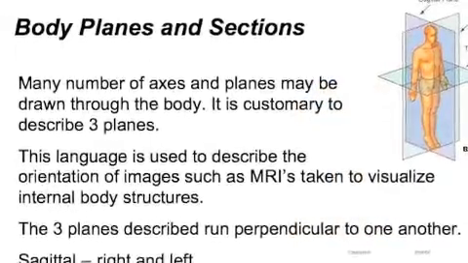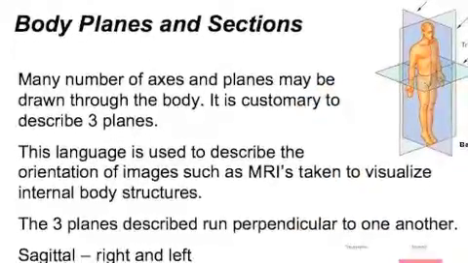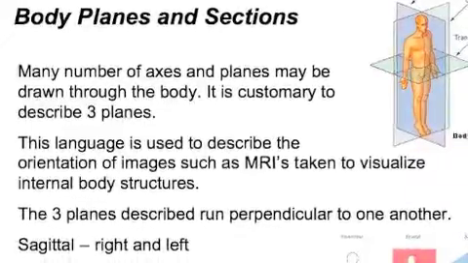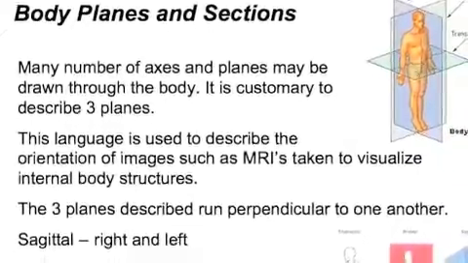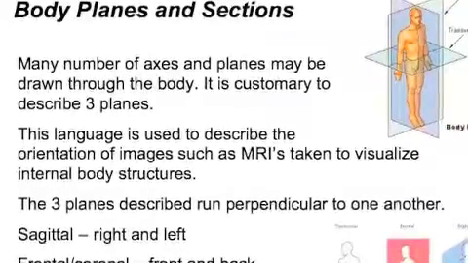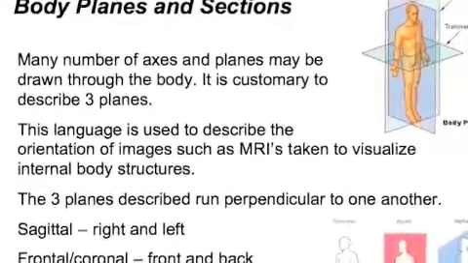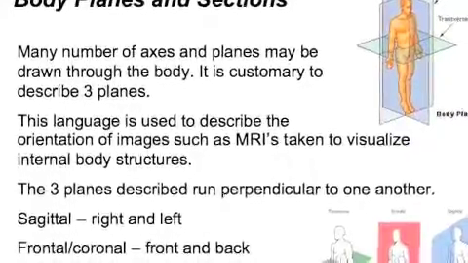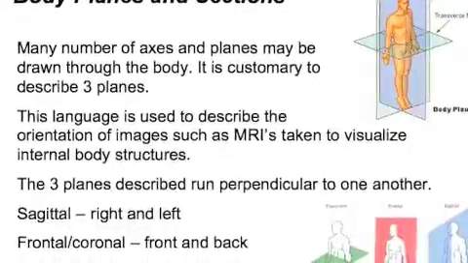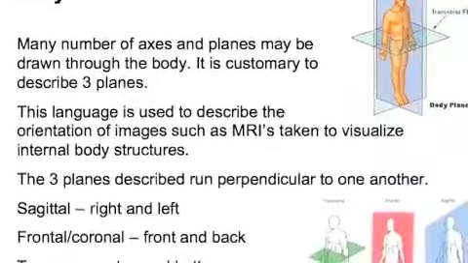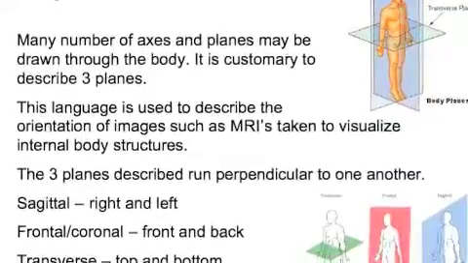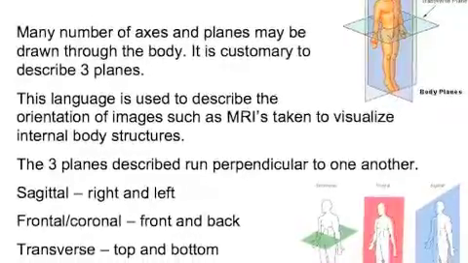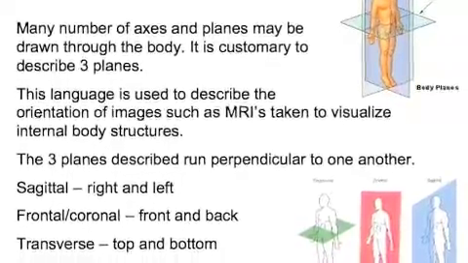That brings us to body planes and sections. Many axes and planes may be drawn through the body, but it is customary to describe 3 planes. We use this for orientation of images. For example, MRIs are taken to visualize internal body structures, and they come in these different planes. The 3 main planes described run perpendicular to one another. That means they run at right angles to one another.